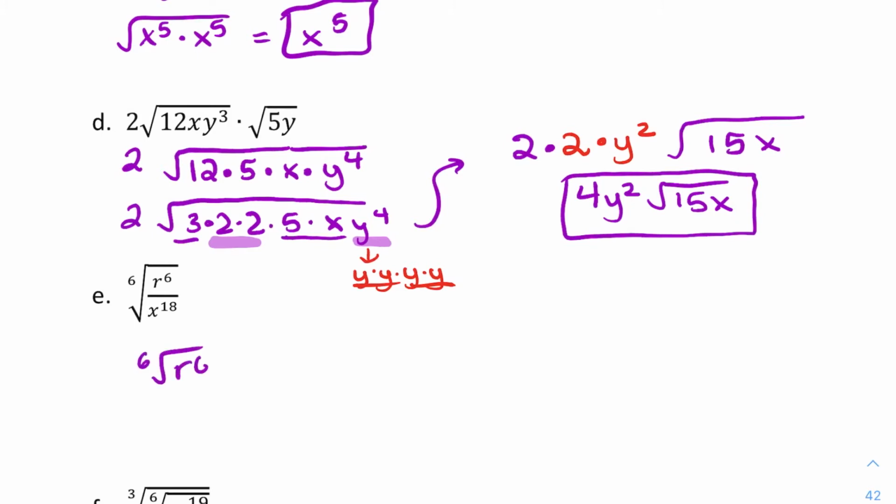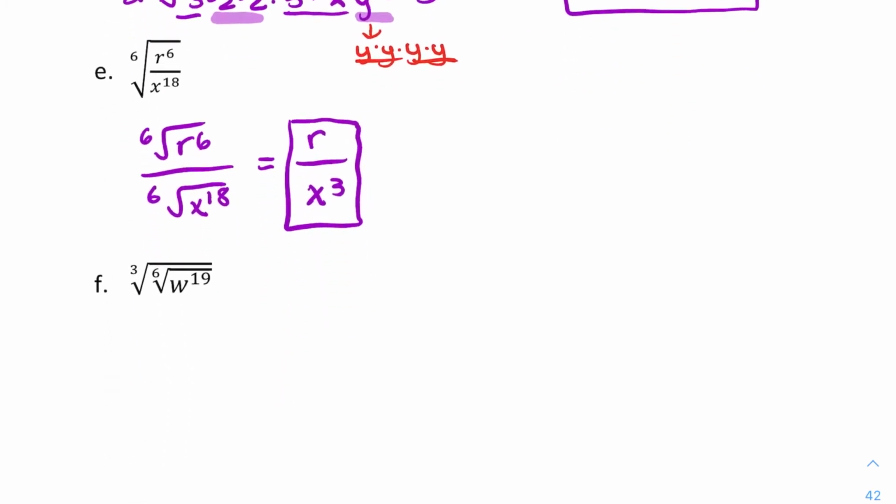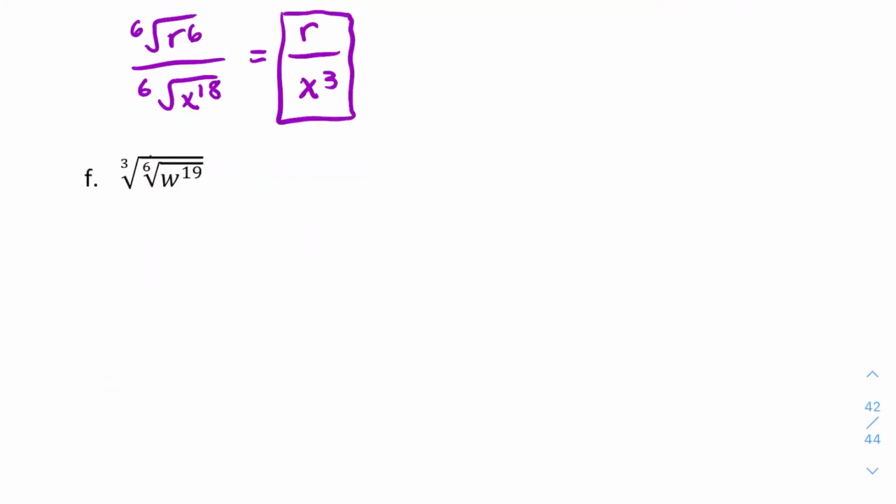If you have a fraction, you may just want to break it up into your radical of the top and bottom separately. So this one, if you do the 6th root of each of those, that's just going to give you r over x to the 3rd, because you can break x to the 18th into 3 groups of x to the 6th. And this one's your last property, where you can rewrite it as your index being the 2 original indices multiplied, and then we can bring out 1 factor of w.